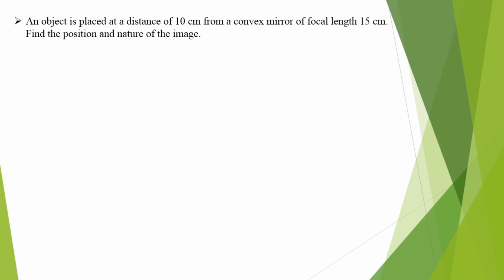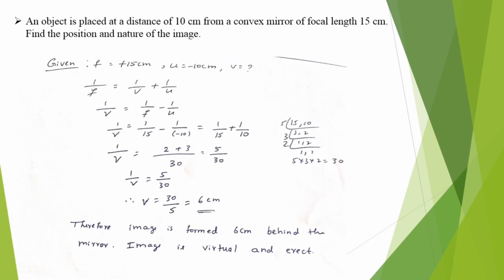1 by f is equal to 1 by v plus 1 by u. Rearrange the formula and substitute the values. Take the LCM. So 1 by v is equal to 1 by 15 plus 1 by 10. After taking the LCM we will get 30. So 1 by v is equal to (2 plus 3) by 30, that is 5 by 30. So v is equal to 30 by 5, that is 6 centimeter. Therefore the image is formed 6 centimeter behind the mirror. The image is virtual and erect.